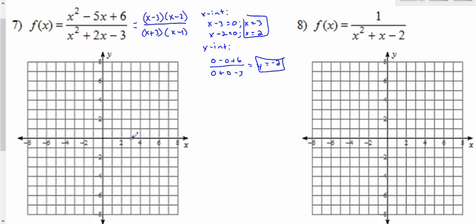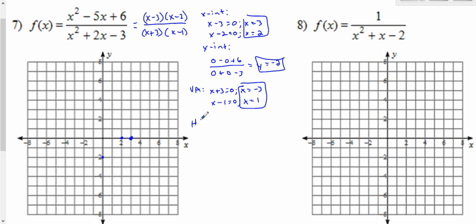So I'm going to plot these points. x equals 3, x equals 2, y equals negative 2. For my vertical asymptote, I set the denominator equal to 0, both factors, so x plus 3 equals 0. I get x equals negative 3. For x minus 1 equals 0, I get x equals 1. So those are my vertical asymptotes.